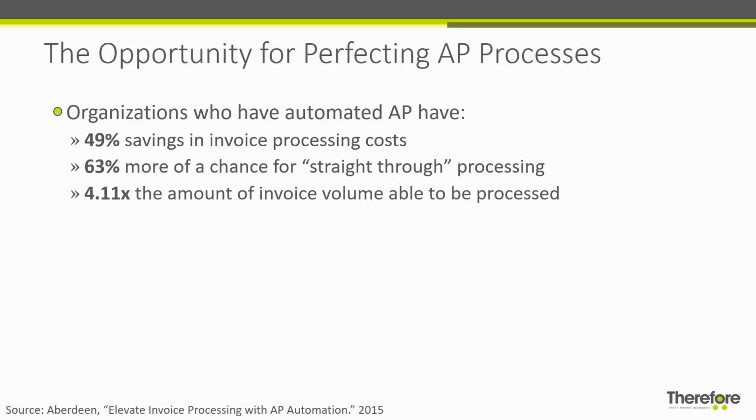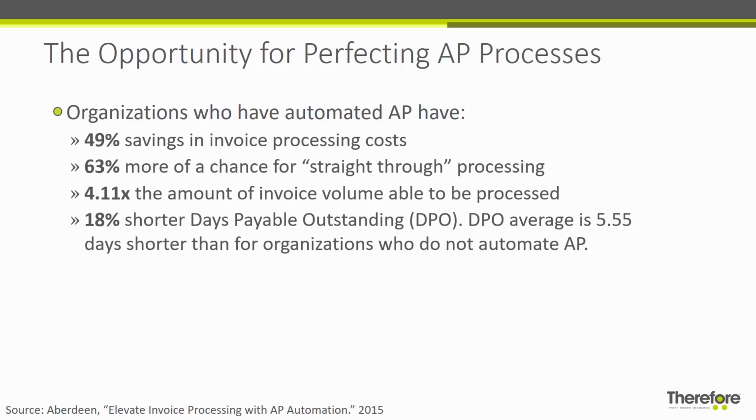An automated AP solution allows organizations to handle more than 4 times the amount of invoice volume than before. And finally, you can benefit by reducing your days payable outstanding by 18%. And this average comes out to be about 5.5 days shorter for organizations with automated AP.